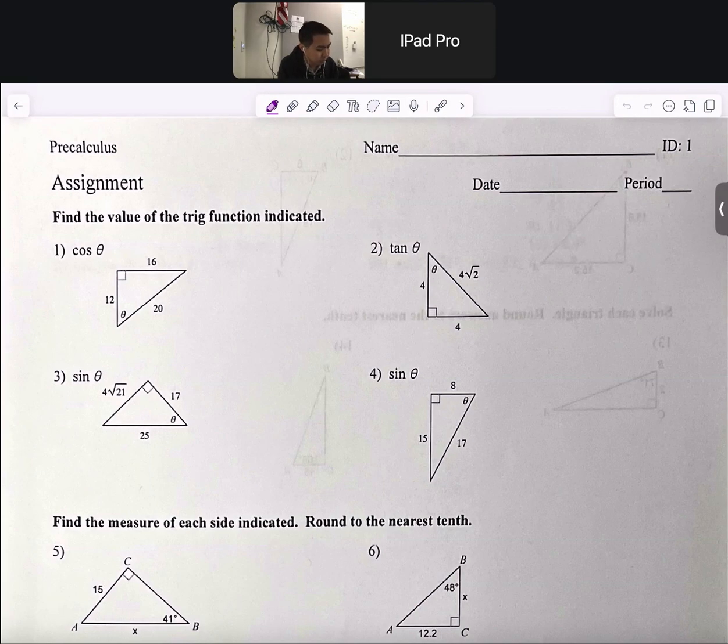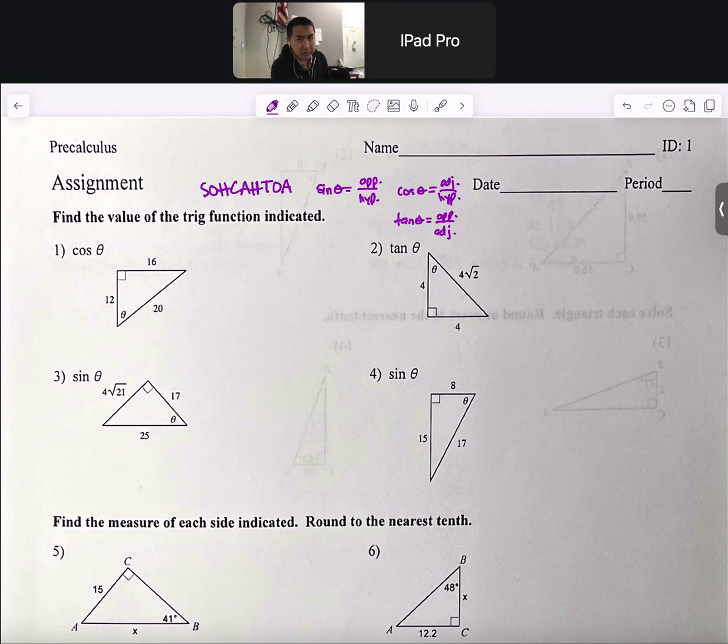Okay, so for question number one, let's just remember we have this acronym called SOHCAHTOA, which helps you to remember sine of theta equals opposite over hypotenuse. Cosine theta equals adjacent over hypotenuse. And lastly, tangent of theta is opposite over adjacent, right? Okay, so you have that.